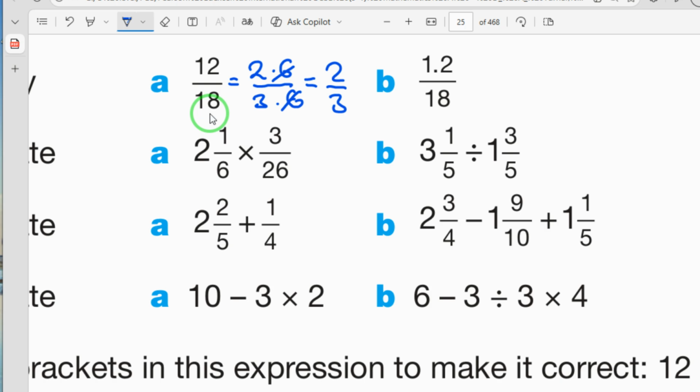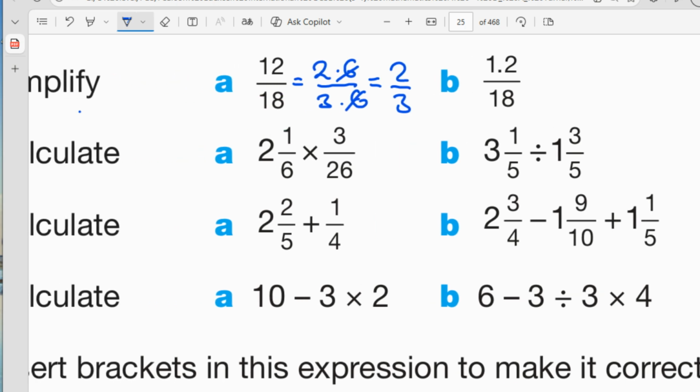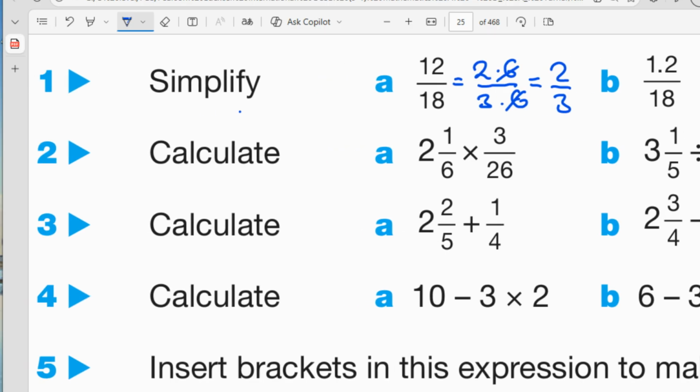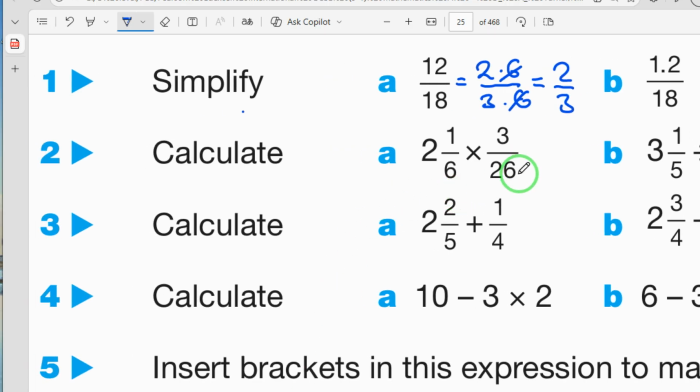Question number 2. Here we first convert to improper fraction. 2 times 6 is 12 plus 1, we have 13 over 6 multiplied by 3 over 26.